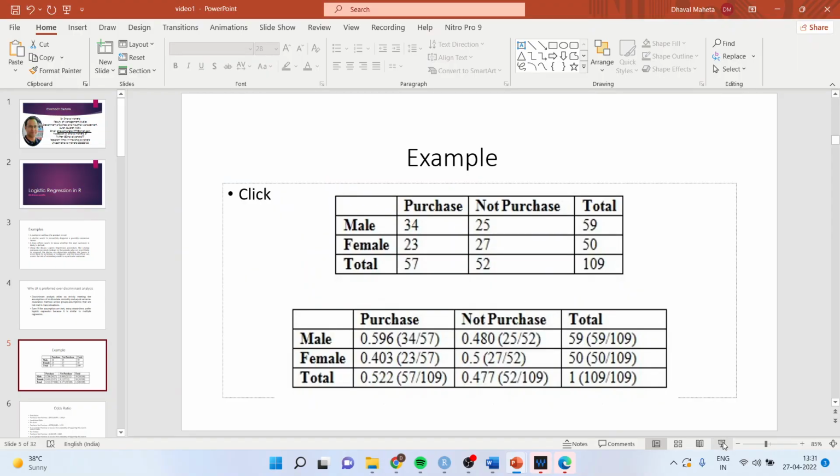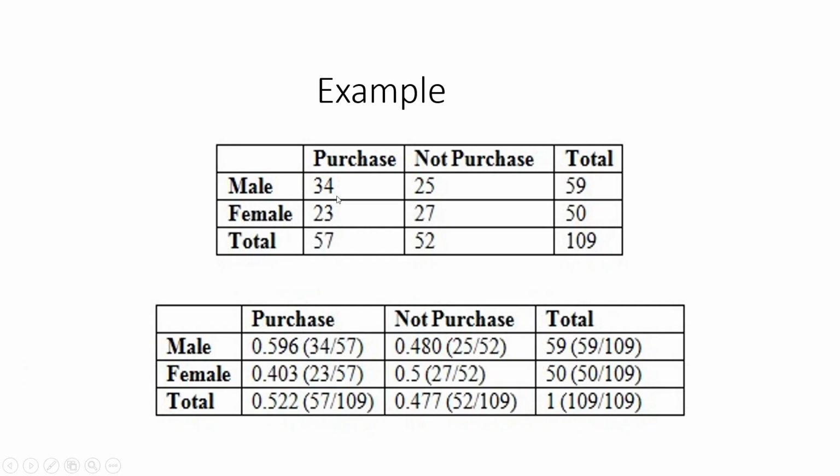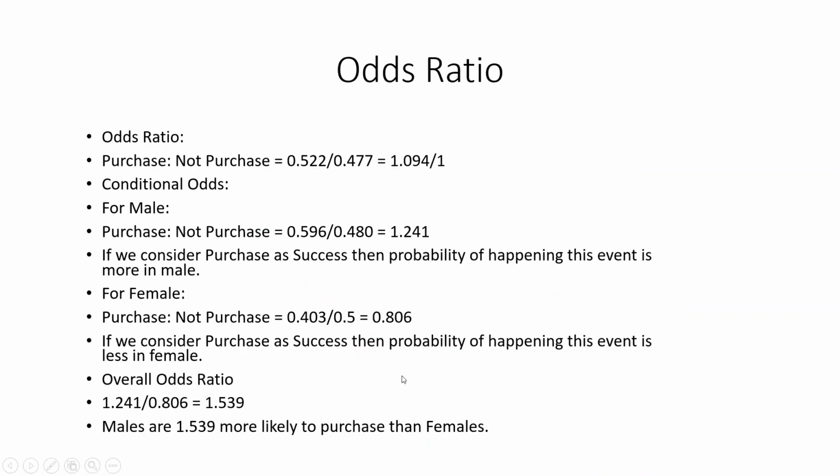Okay, now we will take the ratio of it. So 34 divided by 57, 23 divided by 57, I'll get the numbers 0.596, 0.403. 25 divided by 52, 27 divided by 52, I'll get these figures. I'll also consider the overall ratio, that is 57 divided by 109, it is 0.522, and 52 divided by 109, 0.477. Now we will have to understand the concept of odds ratio for interpreting the logistic regression.